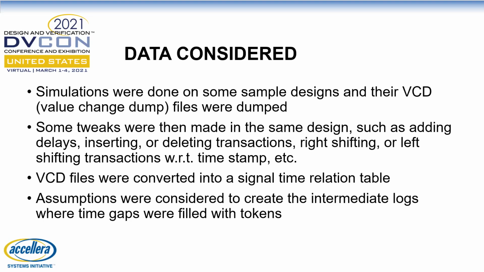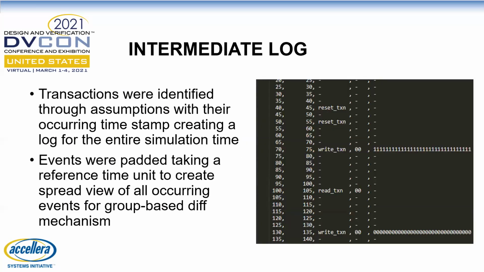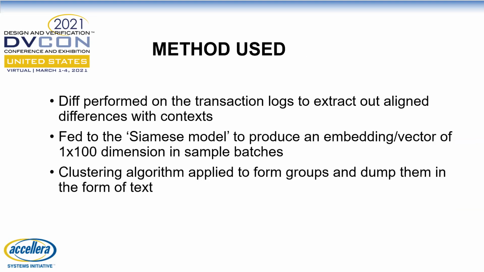VCD files were then converted into a single time relation table. Assumptions were considered to create the intermediate logs, as said earlier, but time gaps were filled with tokens. This is a sample processed VCD data. So we created an intermediate log with the previously shown sample processed VCD data, where transactions were identified through some assumptions and the occurring timestamp, creating a log for the entire simulation time. Events were padded, taking a reference time unit to create a spread view of all occurring events for the group-based diff mechanism.